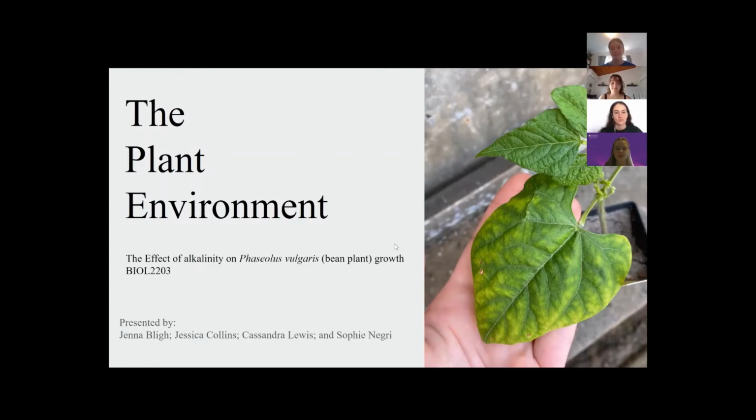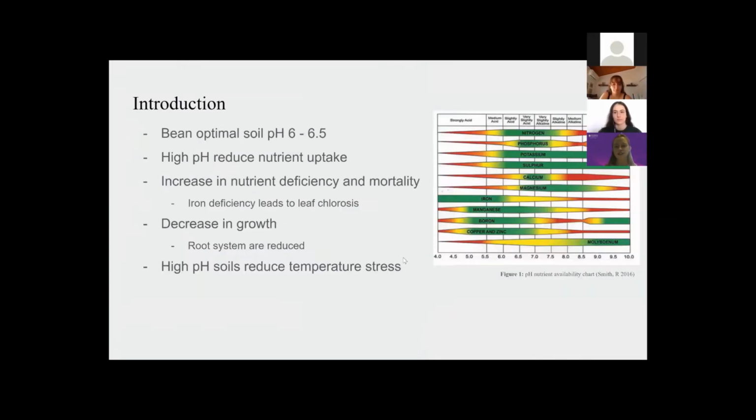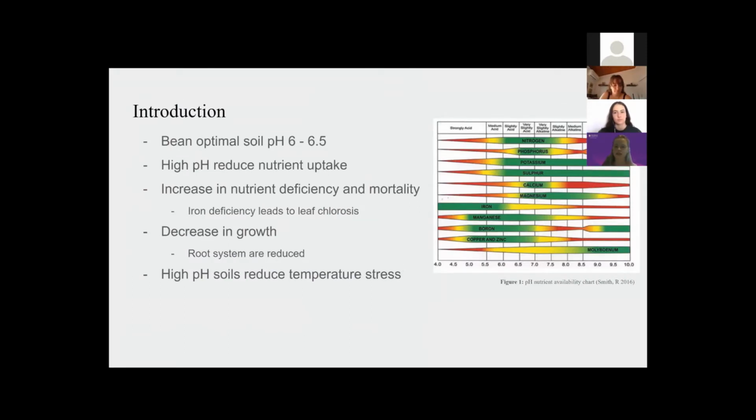Phaseolus vulgaris, also known as the common bean, was utilized to investigate the effects of abiotic conditions such as soil pH on plant growth. The optimal soil pH range for beans is 6 to 6.5, within which all nutrients are available for uptake. However, increasing the pH changes the nutrient availability of different minerals and therefore can result in deficiencies of nutrients that are limited. Nutrient deficiencies lead to a decrease in plant growth and survival.